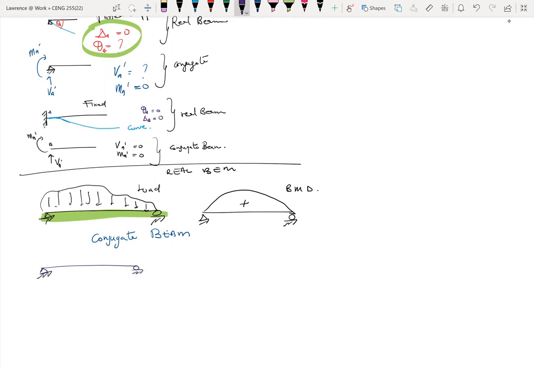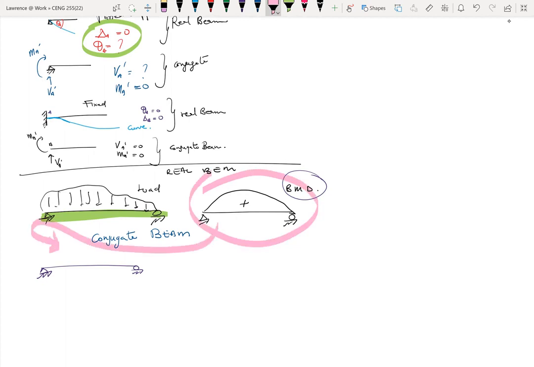Okay. Now, our load on the conjugate beam will be the bending moment diagram from the real beam. So we just take this right here and then dump it as our new load. So we'll end up with something like this. Okay, just like what you had. I mean, they're a little bit different, but we get the idea.